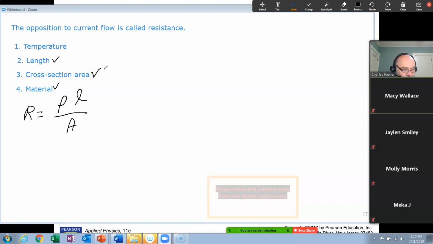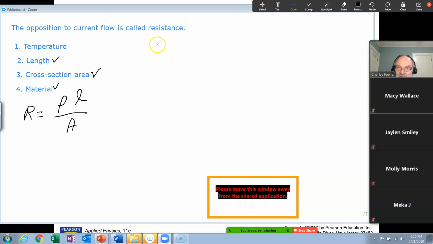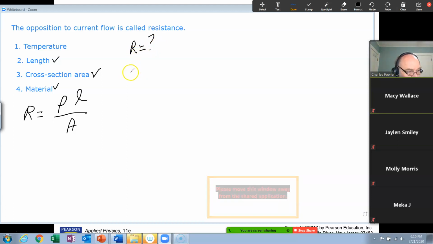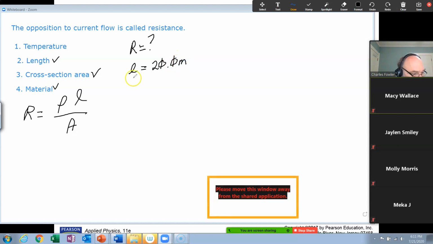Let's see if we can work the first example. Find the resistance. So what we're looking for is R. Okay, we're looking for R. That's the unknown here. Okay, find the resistance in a copper wire that's 20.0 meters long. That's a pretty long wire. So there's your length, 20.0 meters. Okay, we've just been told it's copper. We'll get to that in a minute.